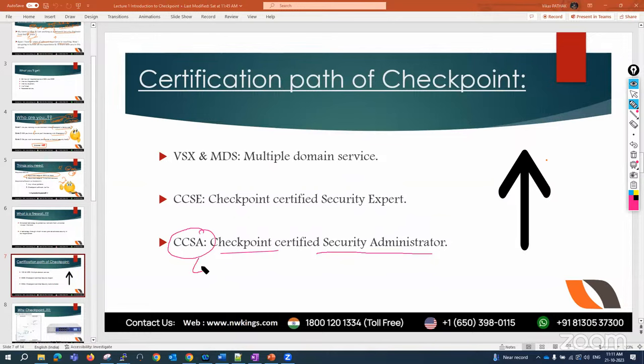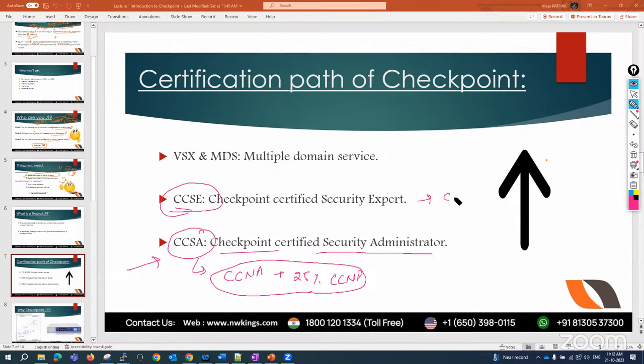And CCSA is, I would say, equivalent to CCNA plus 25% of CCNP level. You will find yourself understanding in this particular CCSA course. And CCSE is the CCNP advanced level course, right? So if you have done the CCNP advanced level, then a similar sort of concept you will be getting in this CCSE also. So in this particular course, which we are starting from today, we will be covering CCSA and CCSE both.